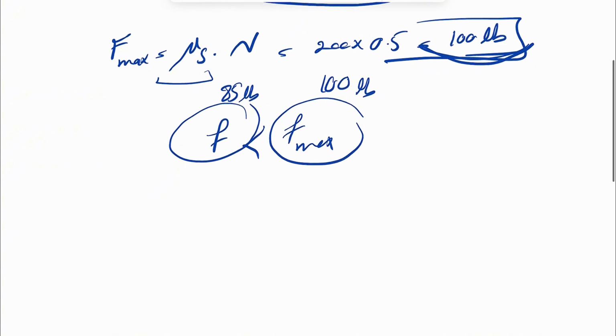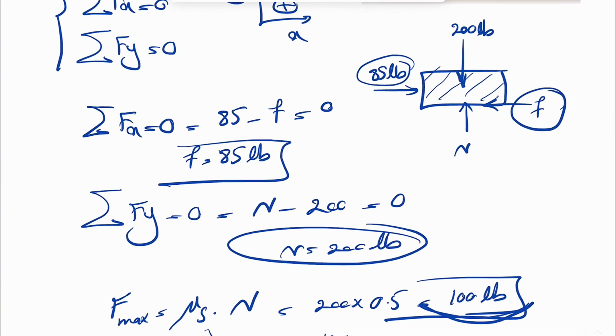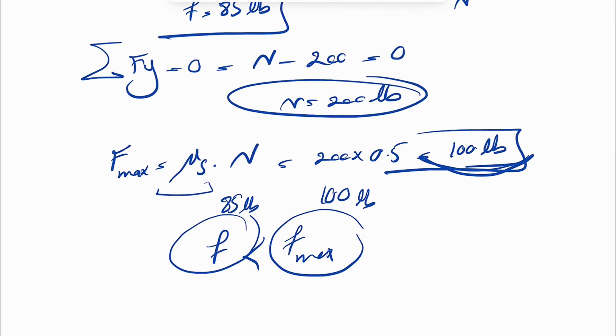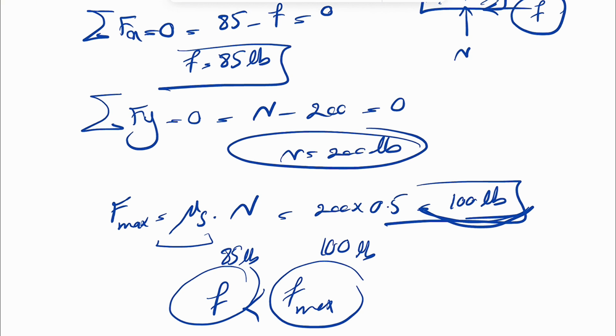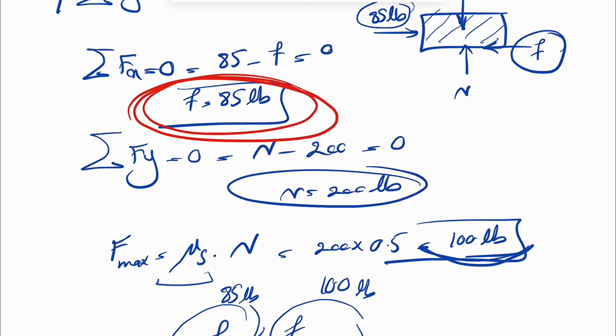What does this mean? This means that our force is not big enough to pass the maximum friction. So we're going to stay in equilibrium, and the friction that we are looking for is basically what we found in here.